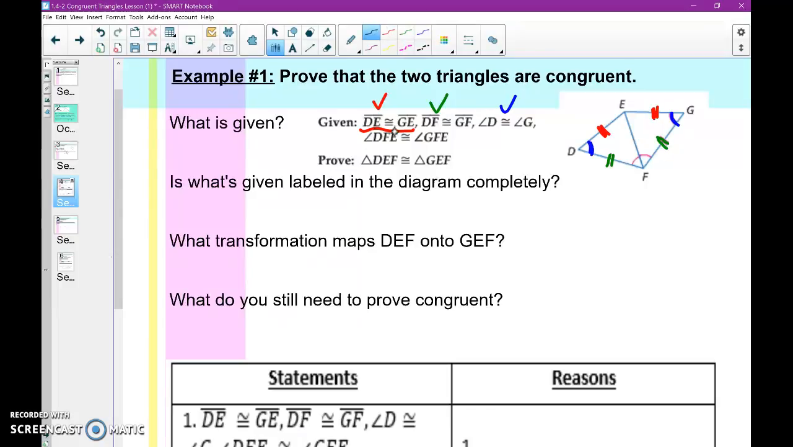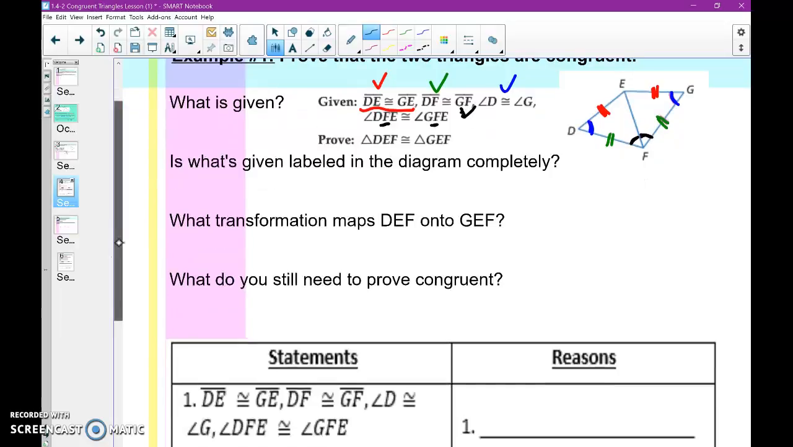Be careful with this one with the 3 letters. The letter in the middle tells you where the vertex of that angle should be, or where the middle of it should be. So DFE, that's this angle right here. GFE, that's that angle right here. So actually they were really nice, and they marked everything in the picture for you.